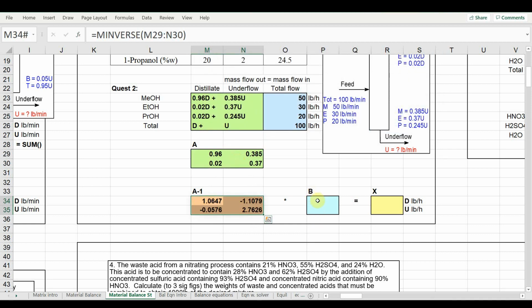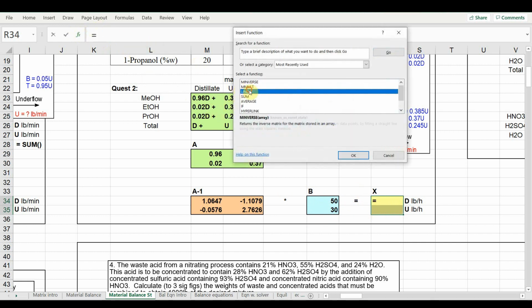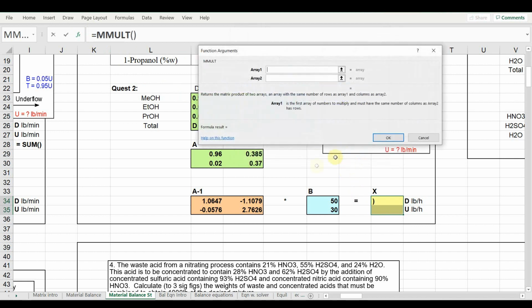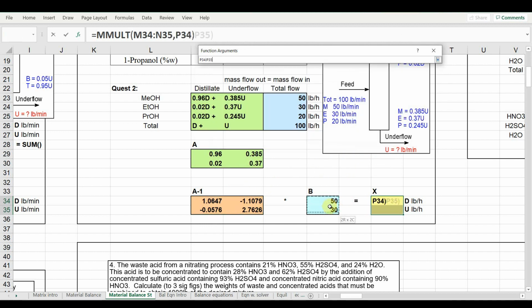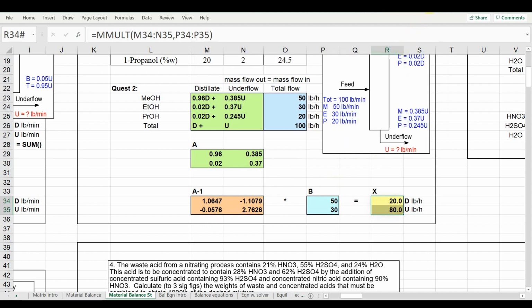And now we need the matrix of the constants. Here they are, 50 and 30. The first 2 equations. And we need the product of the 2 matrices to give us the matrix of the variables. Select the 2 cells, insert a function, MMULT, OK, array 1 in this order, inverse matrix first, matrix of the constants second, and say OK. And the values are 20 pounds per minute of distillate, 80 pounds per minute of underflow, for a total of 100, and that's consistent.